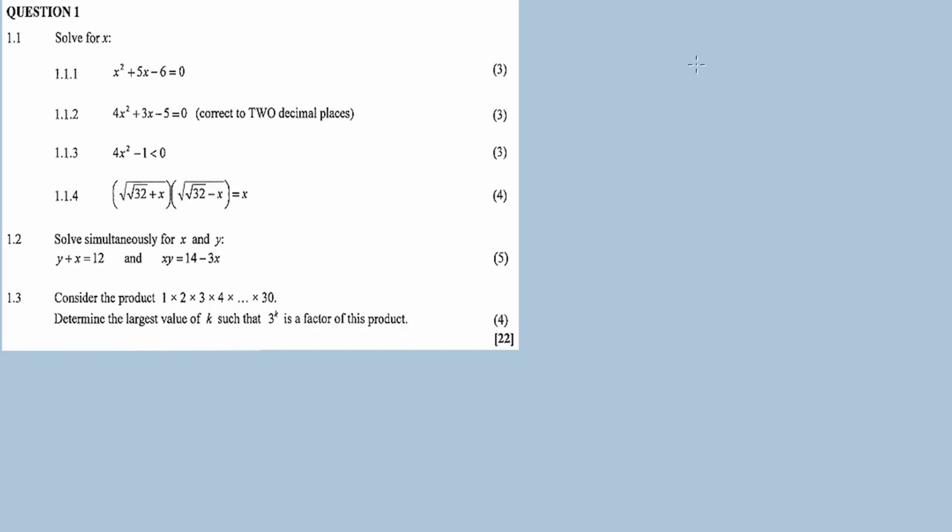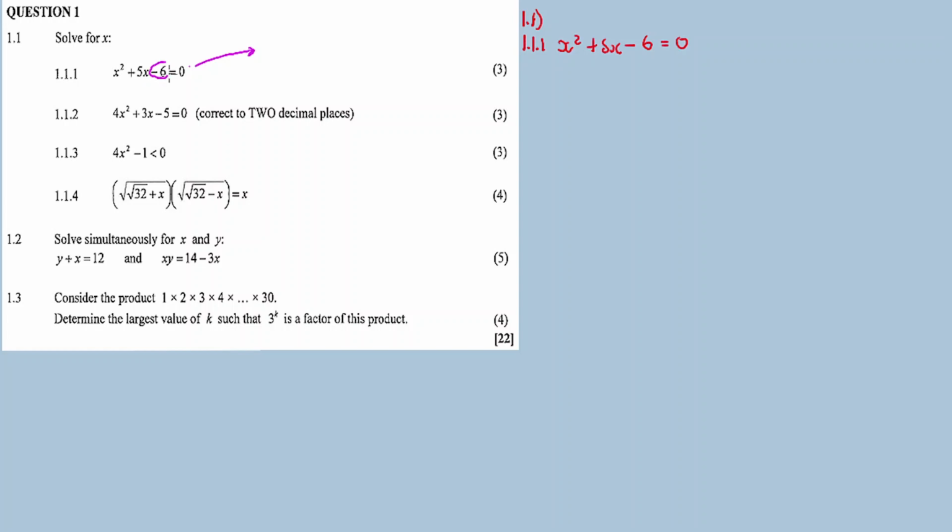So our question 1.1 is: solve for x. Solve for x, 1.1.1, they give us x squared plus 5x minus 6 equal to 0. So this is a quadratic equation. You can apply the quadratic formula, completing the square or the factoring method. I will use the factoring method here.